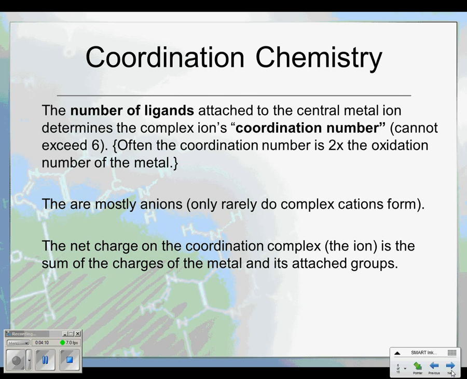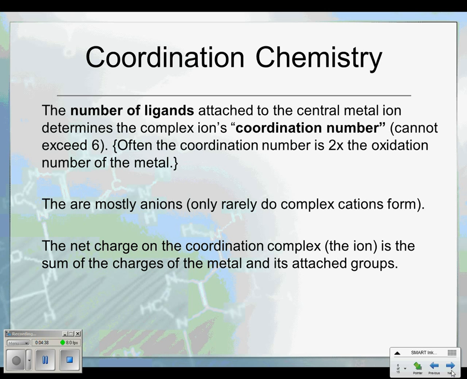Alright, so we also have to talk about the number of ligands. So with the number of ligands, you need to know the coordination number is equal to the number of ligands attached to that central T metal. And usually it's not going to exceed 6. So the easy way to determine this is that the coordination number will be 2 times the oxidation number of the metal. So aluminum, which has a 3+ charge, could possibly hold 6, which is the top number of ligands.